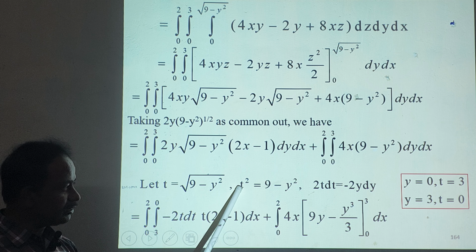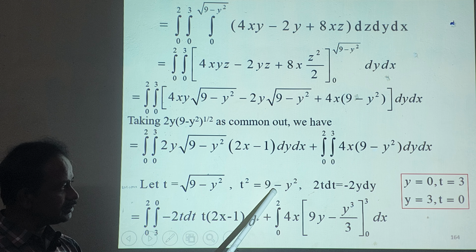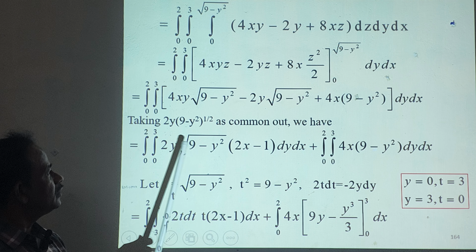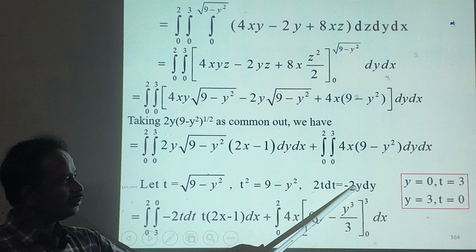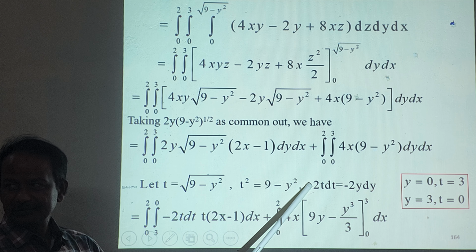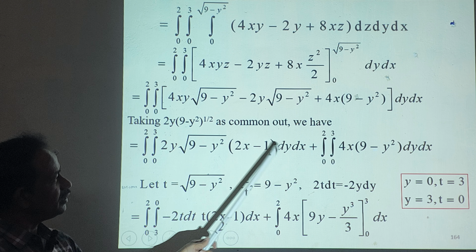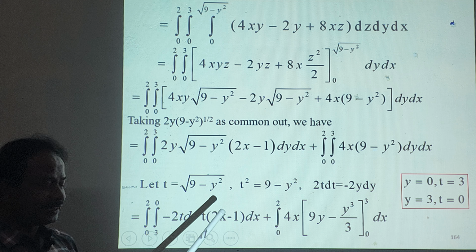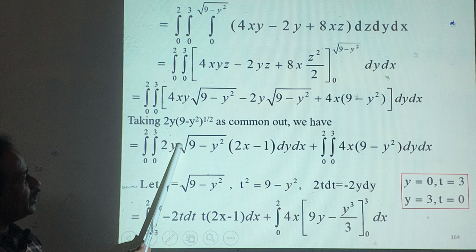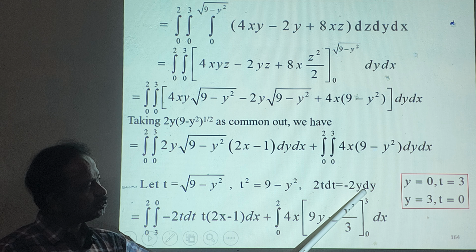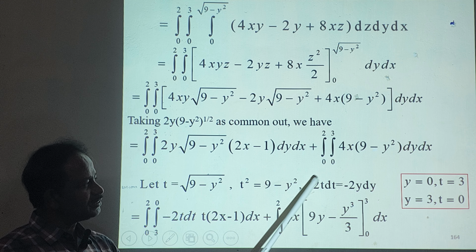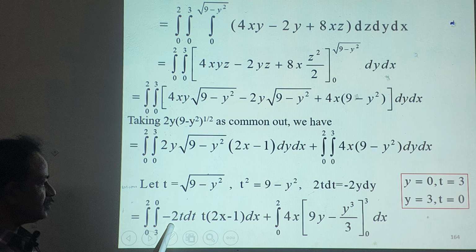Just differentiate, that will give you 2t dt, which is equal to minus 2y dy. So wherever you find 2y dy, we can substitute minus 2t dt. So 2y dy is nothing but minus 2t dt.